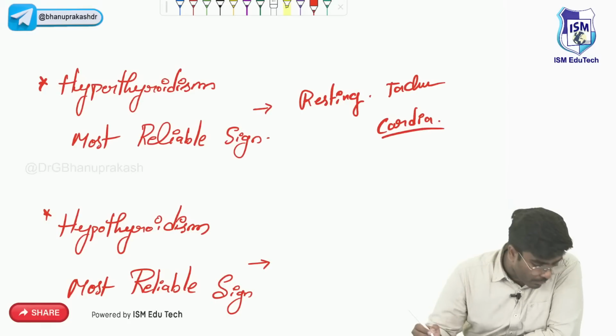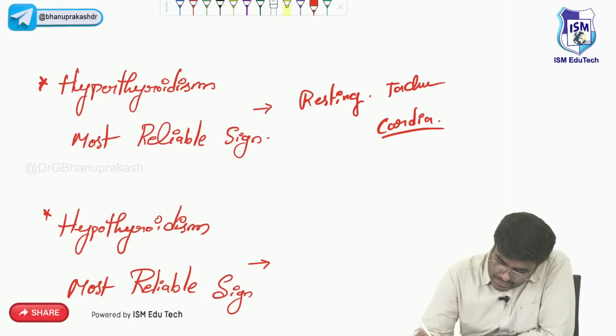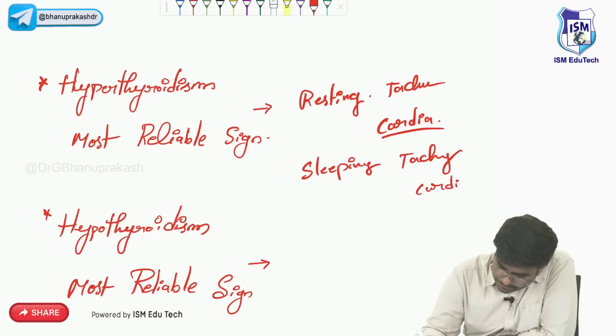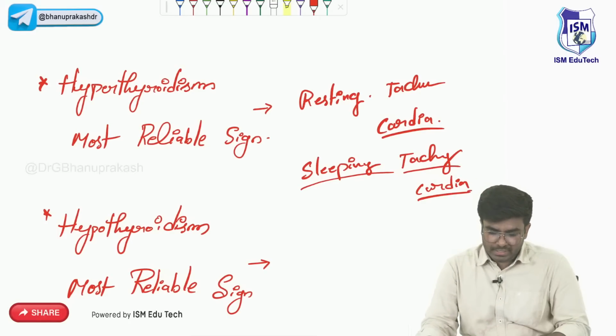Tachycardia. Okay, I'm not asking about the test, I'm asking about the sign on physical examination. Resting tachycardia or sleeping tachycardia. Okay, even during sleep, heart rate is more than 100.